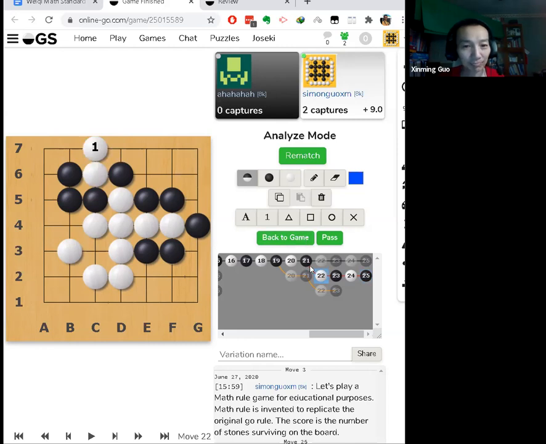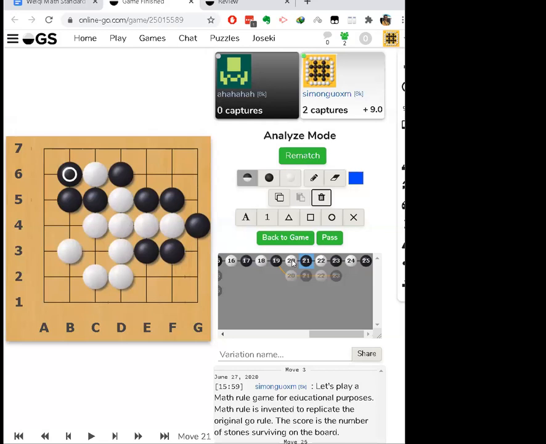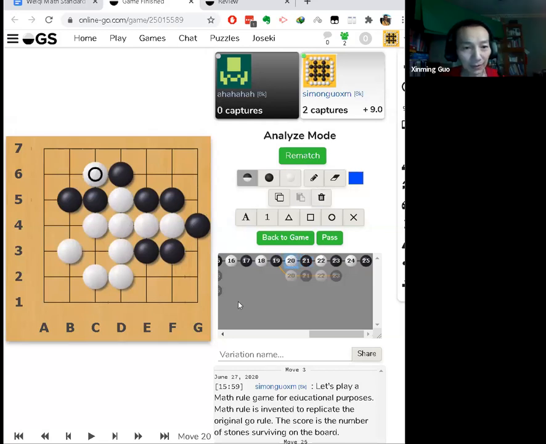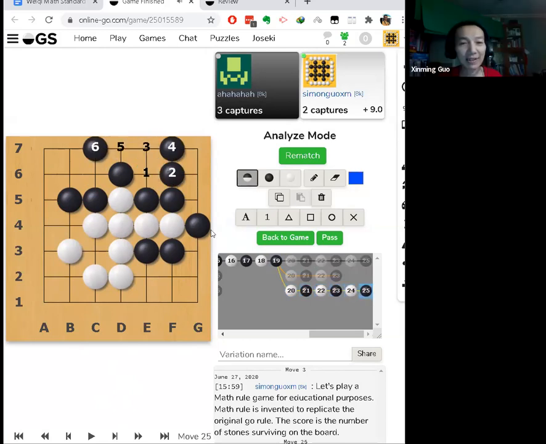So cutting this cutting point is not good. How about this cutting point, E6? It will be the same, right? Yes. Okay. It will be the same.